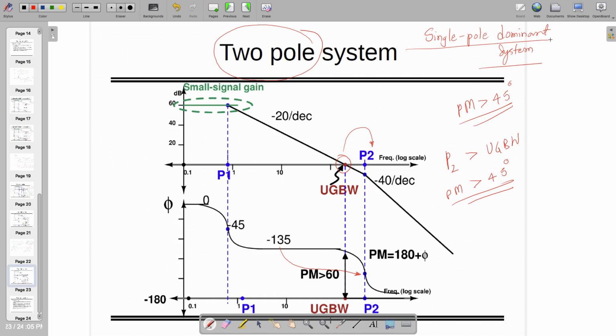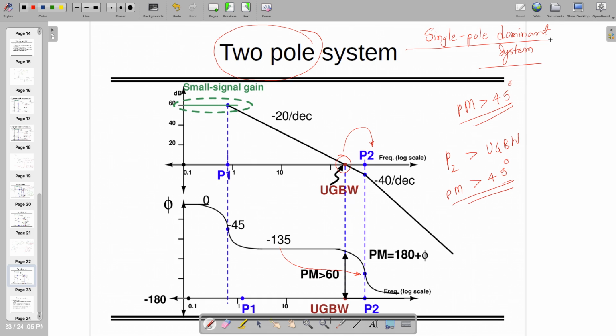Because we know that if it is a single pole system, it's always going to give you a phase margin of more than 90 degrees. Right, 90 degrees means there is no ringing, no fluctuations, no problem. So all single pole systems have a phase margin of more than 90 degrees, so there is no problem. Whereas in the case of a two pole system, if pole 2 is inside UGBW, it's going to give you ringing in terms of poor phase margin.